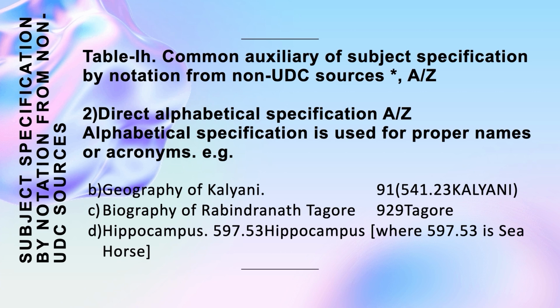And in the last example, you see hippocampus. This is basically 597.53, where 597.53 is basically seahorse. Then I use the alphabetical device, that is 597.53, then you attach the Hippocampus, okay, in a capitalized form. So the first letter is capital, the others are in lowercase.